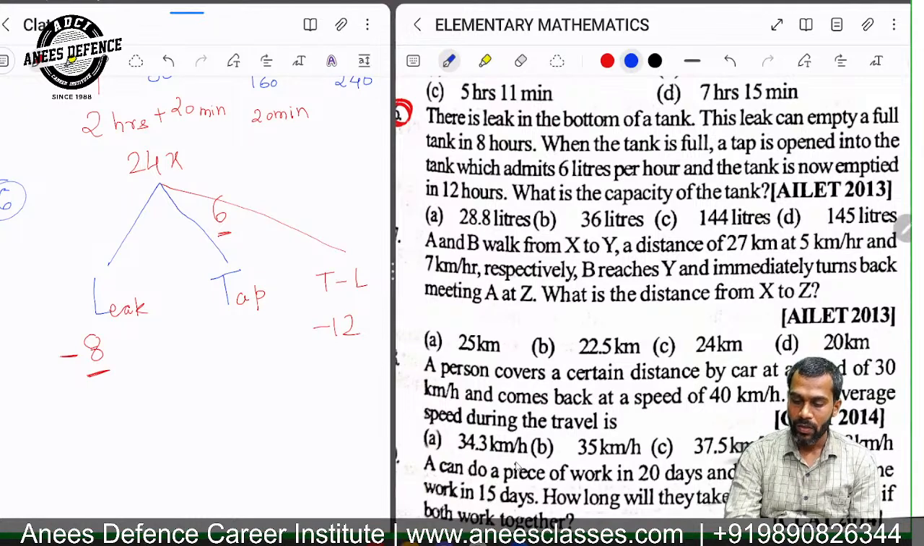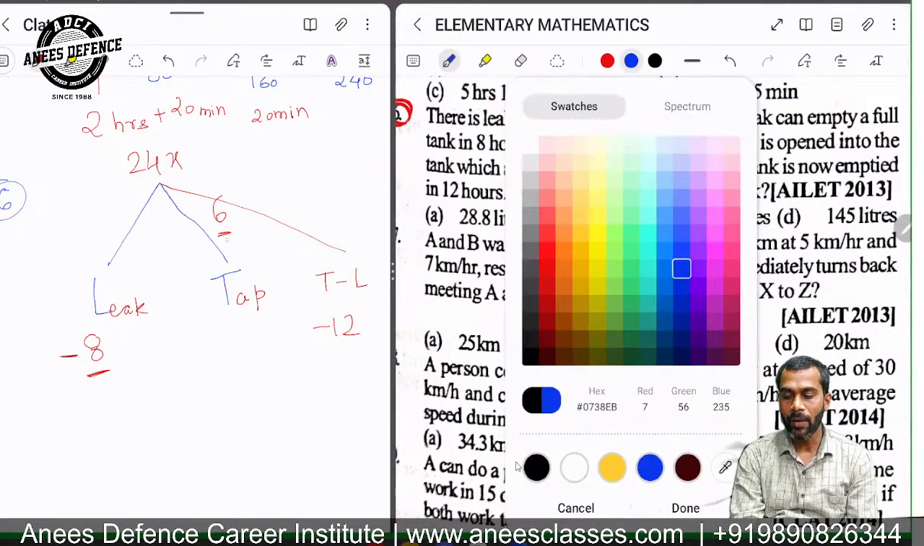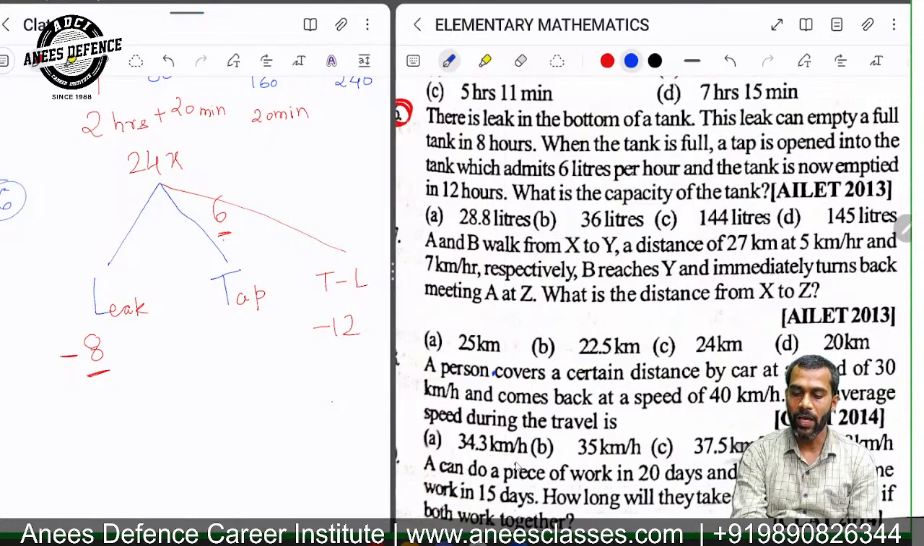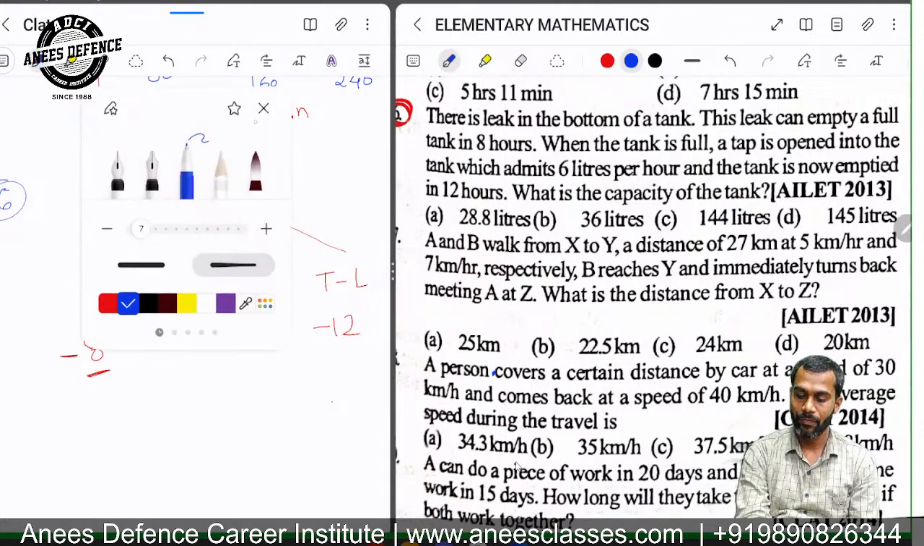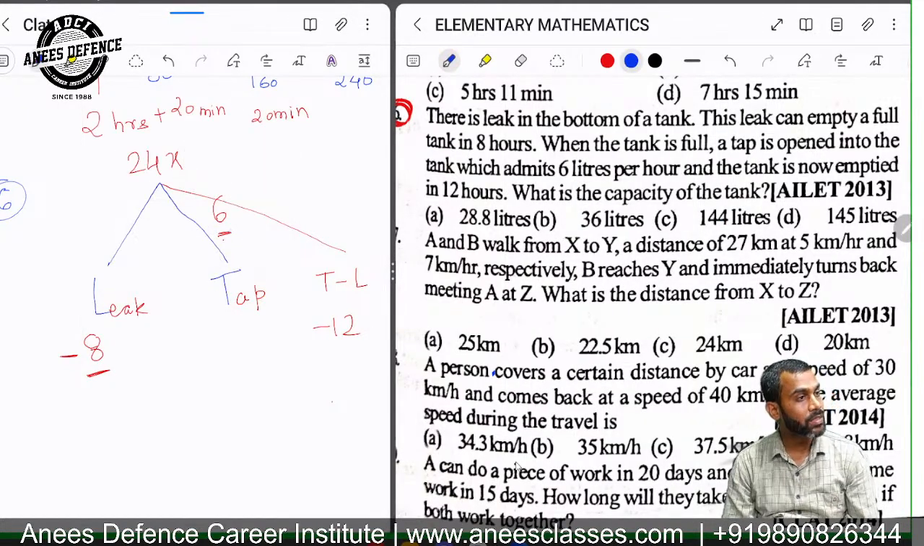Now, since this tap fills 6 liters per hour, and what is the capacity of the tank? 24x. So what is the time required for the tap to fill the tank completely? We need to just divide. So what is 24x by 6?